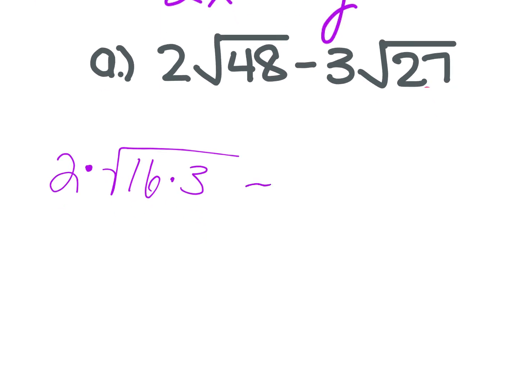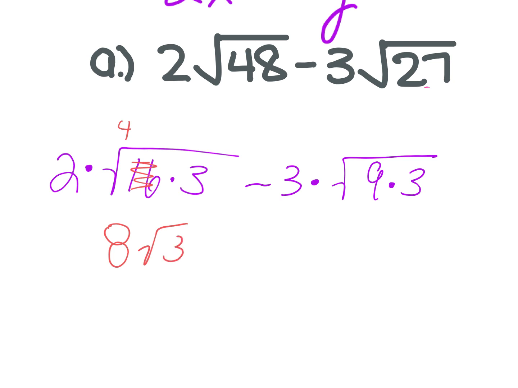Now I'm going to say minus 3 times the square root of 27. Well, what can I break 27 into? A perfect square and a non-perfect square. 9 times 3. All right, is everybody with me? What do you notice now? They both have a 3, right? When I simplify this, what is the square root of 16? 4. So this 4 comes out. So I have 2 times 4, which is 8.